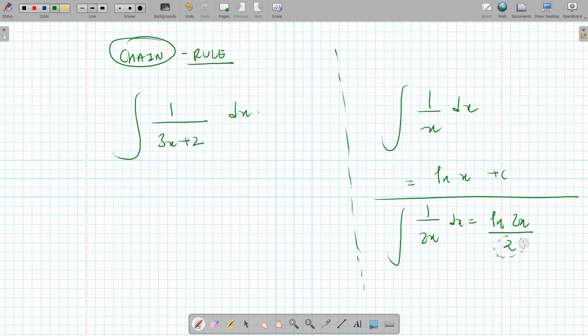Ln of 2x, whatever's the bottom goes inside the ln, but then you have to divide it by 2. This is the derivative of this. In the general form, if you have 1 over f of x, the integral is ln of f of x, but then you need to divide this by the derivative of the bottom.